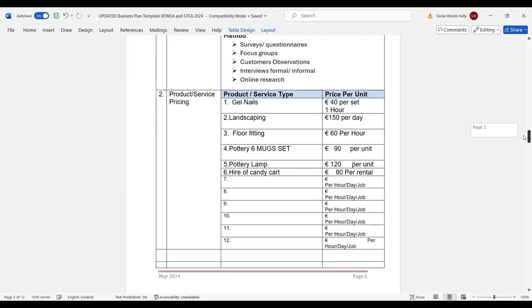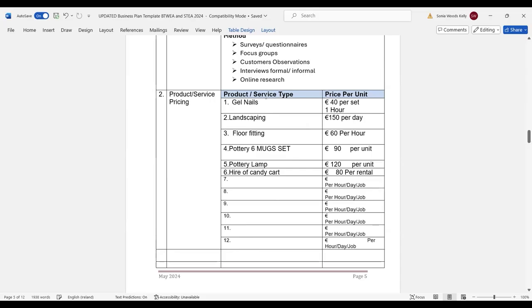The next section here focuses on the products or services you're going to be offering in your new business and what you're going to be charging. So I have just given here a variety of products and services. There's 12 items here, 12 lines here. You may only have one. If you require more than 12, you can click down here and add more lines.